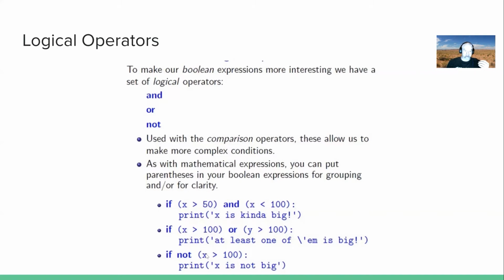If x were actually smaller than 100, wait, I'm sorry, I may have said that backwards. Yeah, if x is smaller than 100, this would be false. And so this false with a not would become a true, and then it would actually print this. So it only prints this if x is smaller than 100. So it's essentially the inverse of whatever the not refers to.